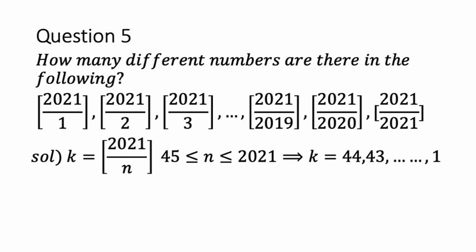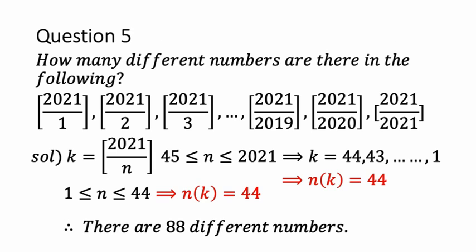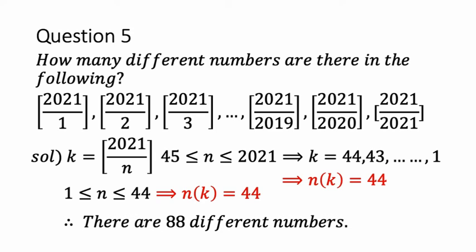So we can easily see that the consecutive case will occur between 45 and 2021. We can also know that from 1 to 44, every n will gain a different k. This means that the number of k will also be 44. And this is how we get our answer. There are 88 different numbers.